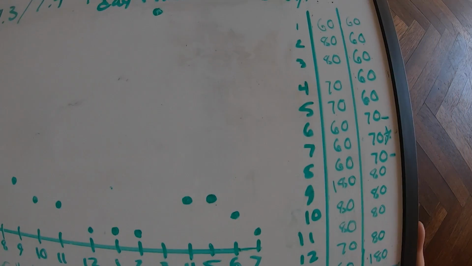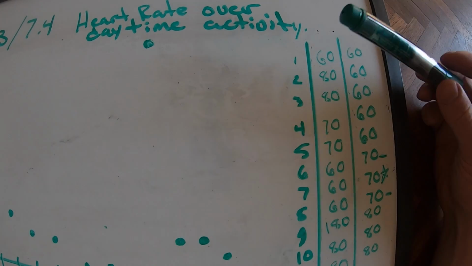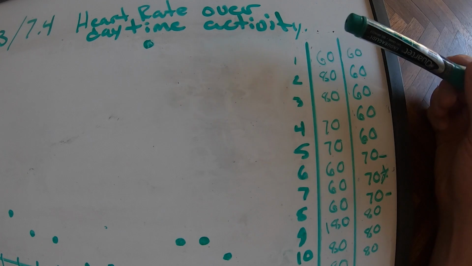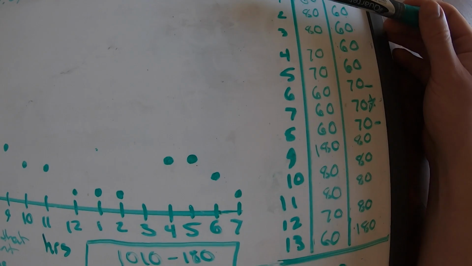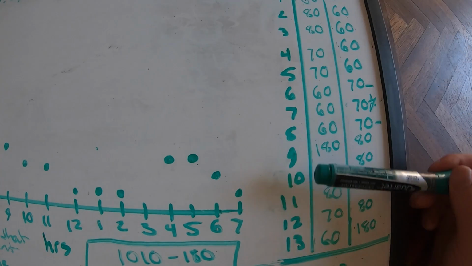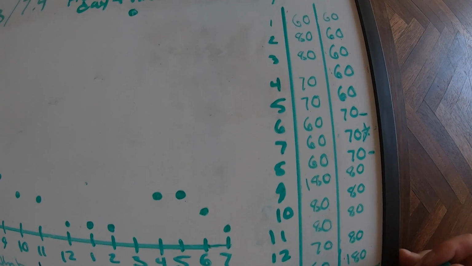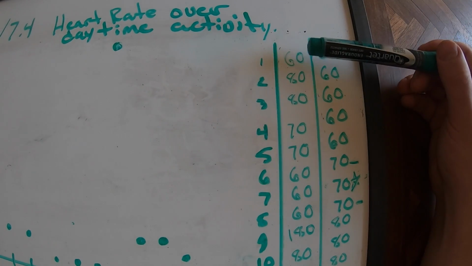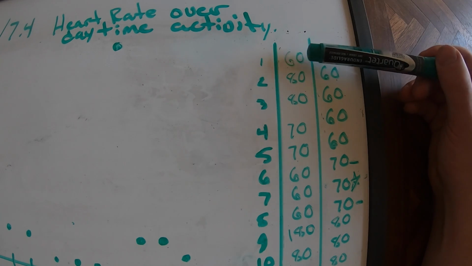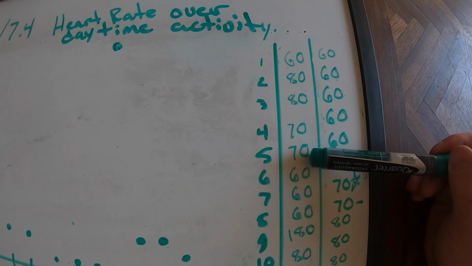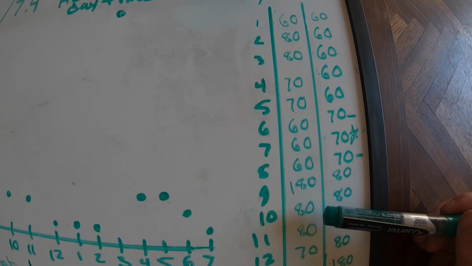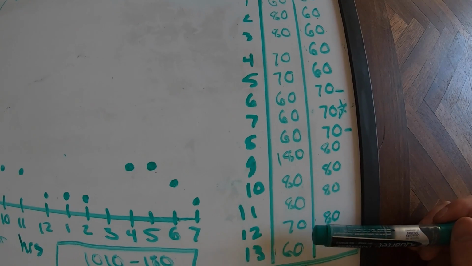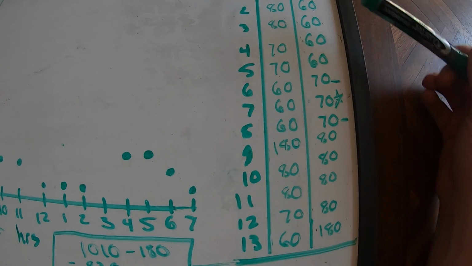So what I've done is I've recorded all of these pieces of information. This is how many pieces of information I have. I have a total of 13 pieces of information, and this is the sequence that it's recorded in. So 60, 80, 80, 70, 70, 60, 60, 60, 180, 80, 80, 70, 60.